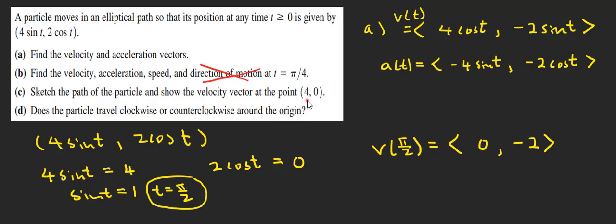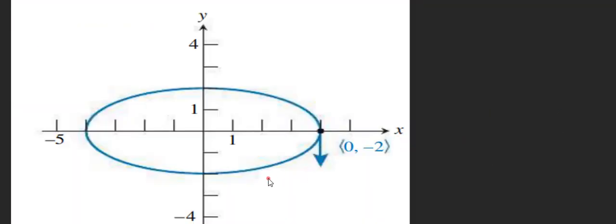Now our vector at 4, 0 was 0, negative 2. So in order to draw the vector, this is what you need to do. Here's the graph. And at 4, 0, the vector is 0, negative 2. So you need to draw an arrow going this way. You're not moving in the x direction, but you have to go down negative 2 from 4, 0. And to answer part D, it's moving clockwise around the origin because the particle goes this way.